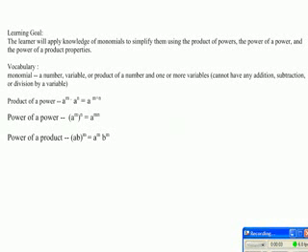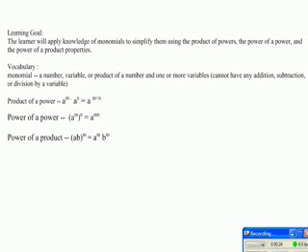This video is for Algebra section 8.1. Our learning goals. So today you're supposed to learn: the learner will apply knowledge of monomials to simplify them using the product of powers, power of a power, and the power of a product properties. Okay, so those are the things you'll be learning.